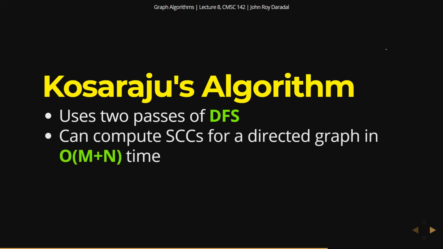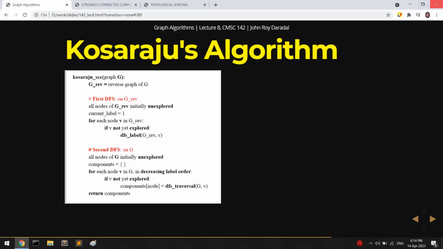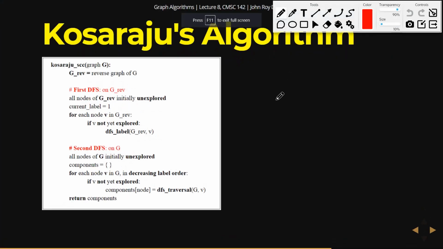The first DFS allows us to figure out where to start our DFS later to uncover the right SCCs. Kosaraju's algorithm can compute SCCs for a directed graph in O of m plus n time, so still linear in terms of edges and vertices. This is the pseudocode for Kosaraju's algorithm. So let's try to analyze this one.